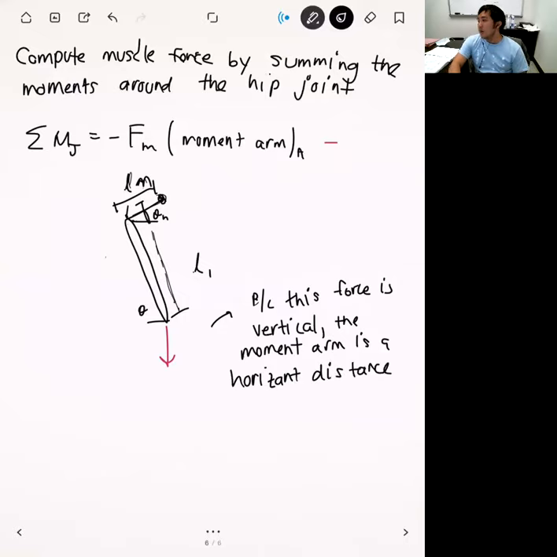Remember what the moment arm represents. The moment arm is the shortest possible distance between the force vector and the accompanying pivot.